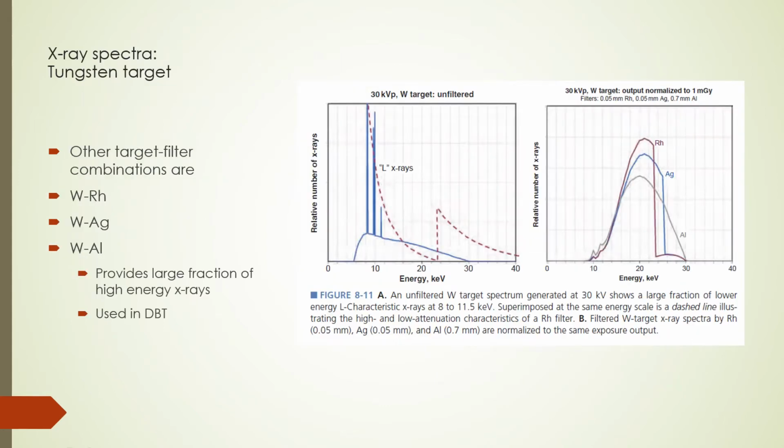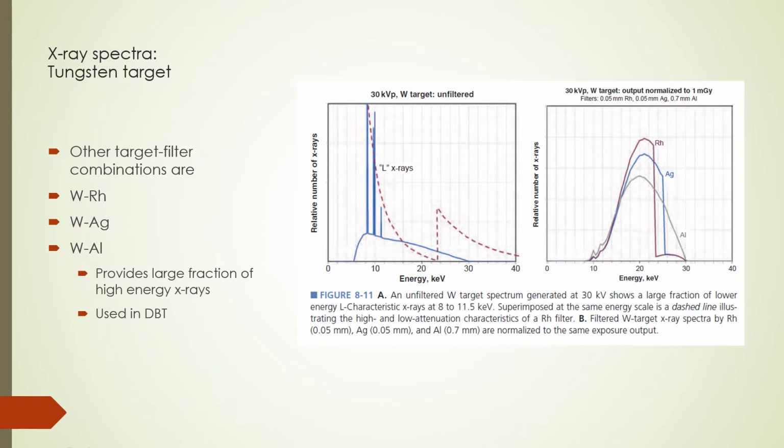Tungsten targets are now used for digital mammography because of higher Bremsstrahlung X-ray production efficiency and higher tube loadings than moly and rhodium targets. However, an unfiltered tungsten X-ray spectrum also contains a large fraction of unwanted L characteristic X-rays. These are removed by using rhodium and silver filters as shown in the figure on this slide.